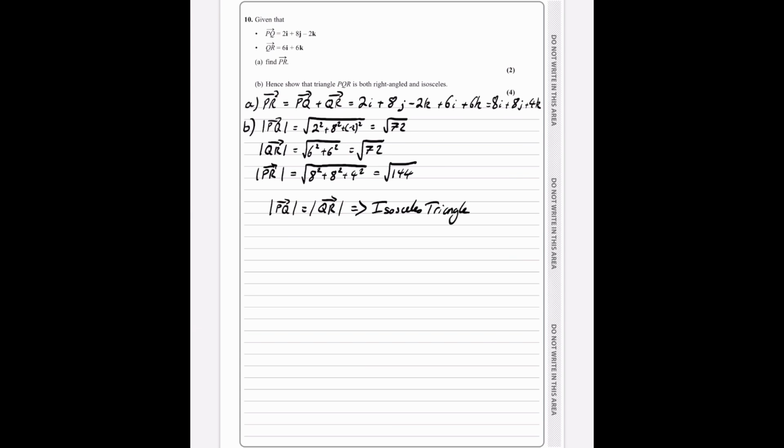And then for it to be right-angled, it has to work with Pythagoras' theorem. So PQ squared plus QR squared is equal to PR squared. 72 plus 72 equals 144. And therefore, we can conclude that this is indeed a right-angled triangle.